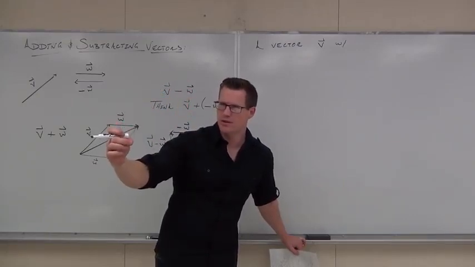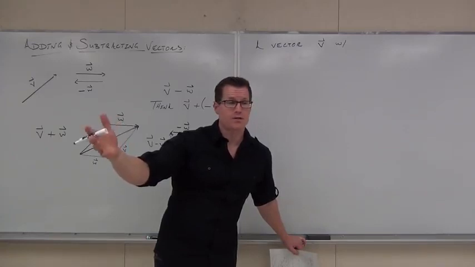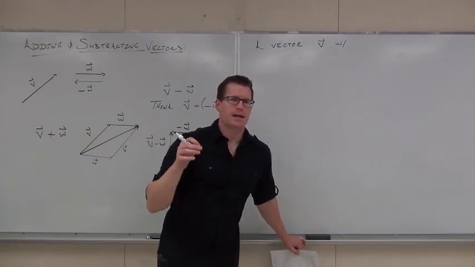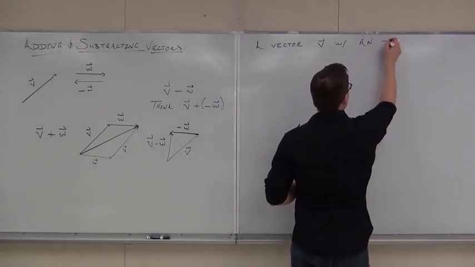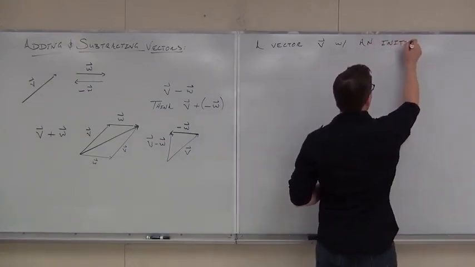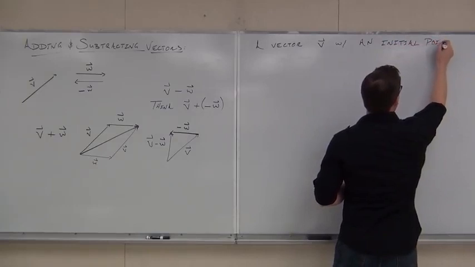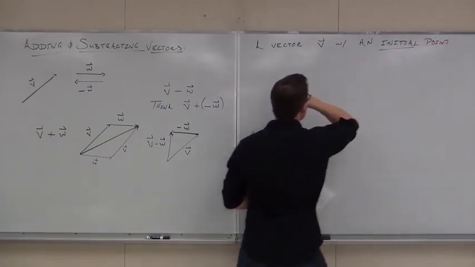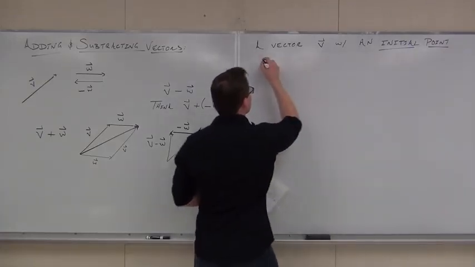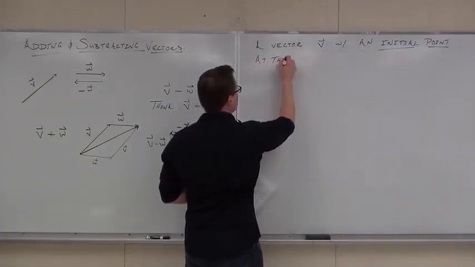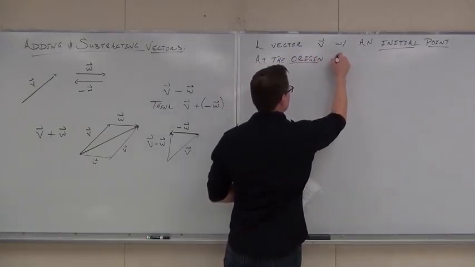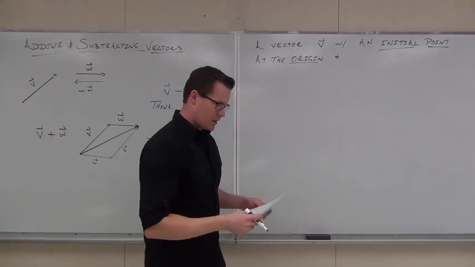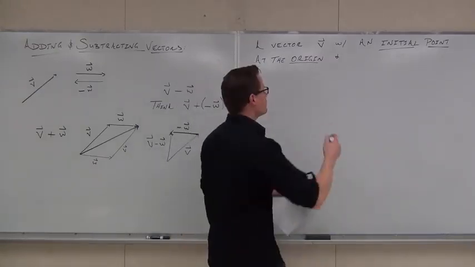The starting spot's called the what? The ending point's called the what? So what if we have this special case where we get this vector, and its initial point is the origin, and it's got a terminal point at, I don't care, it's just got a point.